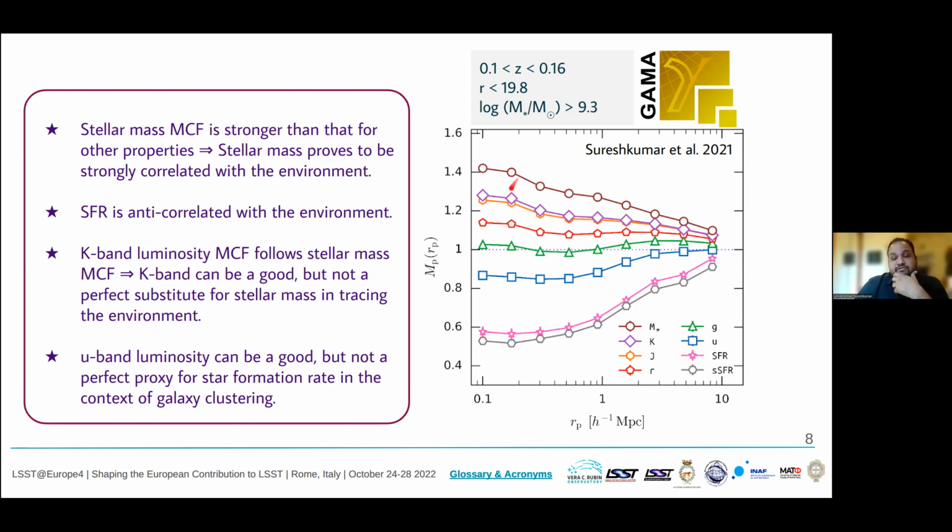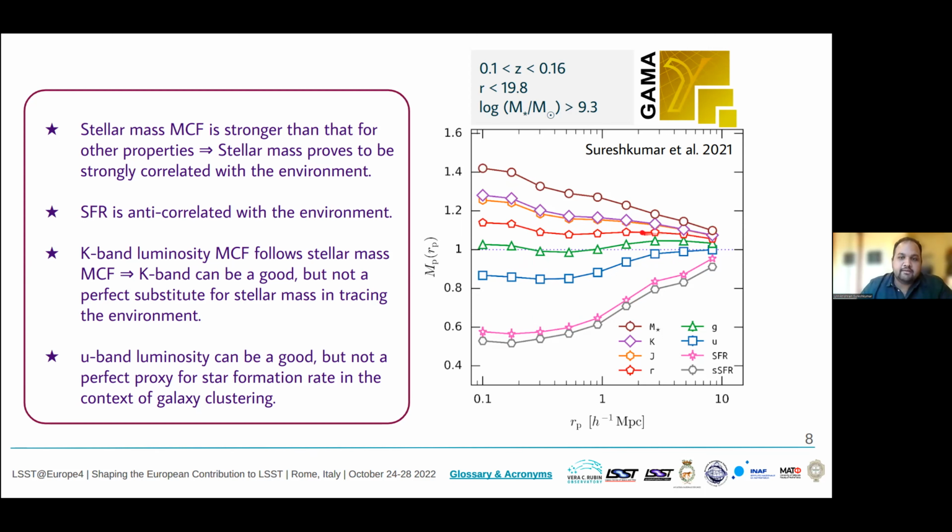At the same time, as you go to further bluer bands, it changes, and the U band is similar to the star formation rate. So basically we use the K band as a proxy for stellar mass because of its sensitivity to the radiation from the evolved stellar population. It can be a good proxy of stellar mass.